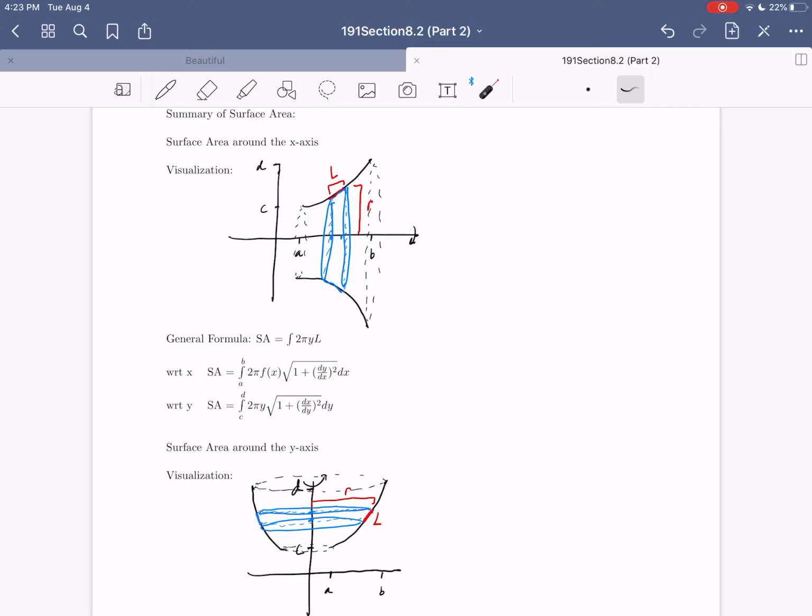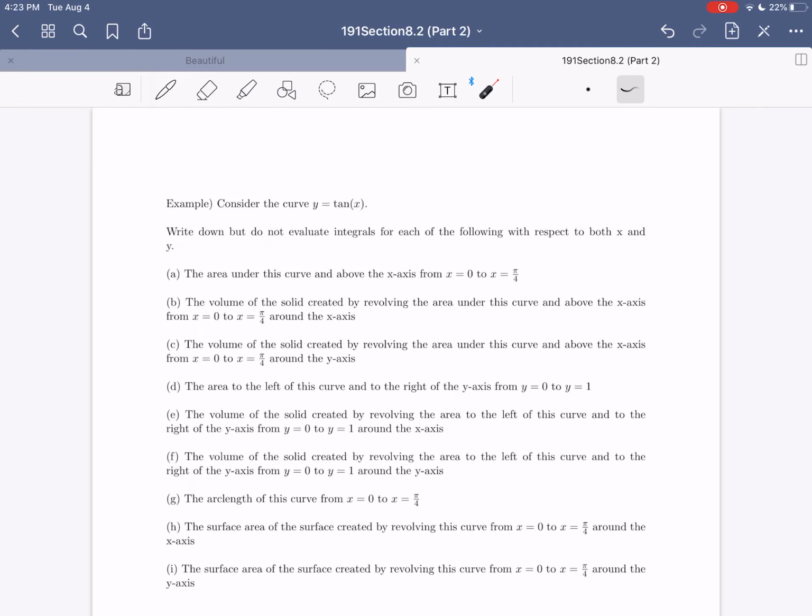To help us get a little bit more practice with this and to review some of the earlier geometric ideas that we investigated using definite integrals, let's go ahead and take a look at one large example where we're going to use the same curve and the same bounds to analyze all the different geometric aspects that we've learned about. So that'll be areas, arc length, surface areas, and volumes. So let's go ahead and take a look at that.